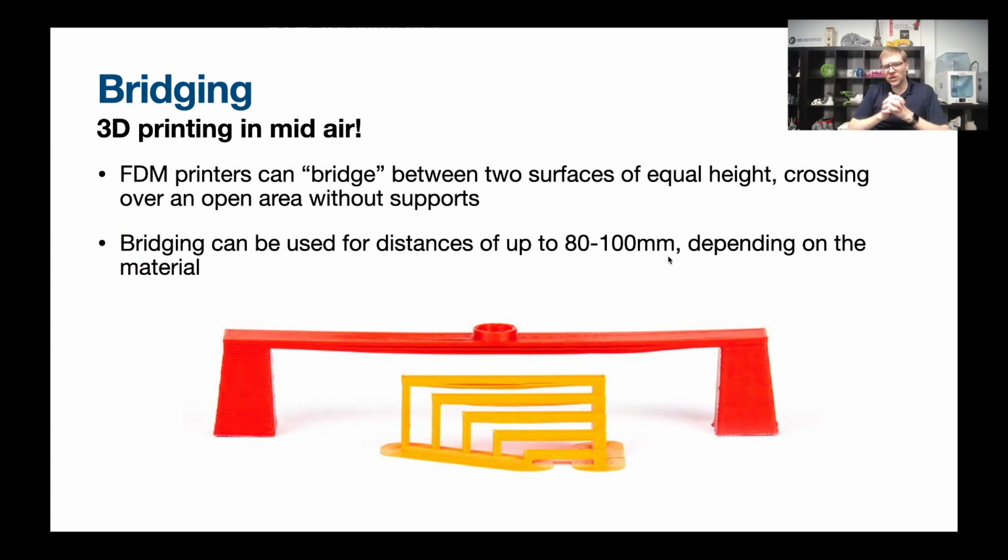And as you can see, the longer you go, the farther you try to bridge, the more you will start to see some drooping at the bottom. You can see that on the red part. You can see it on the very top of the orange or yellow part there. But with smaller distances, you can get a pretty clean result. So you can do bridging as long as it's bridging between 2 points of the same height.